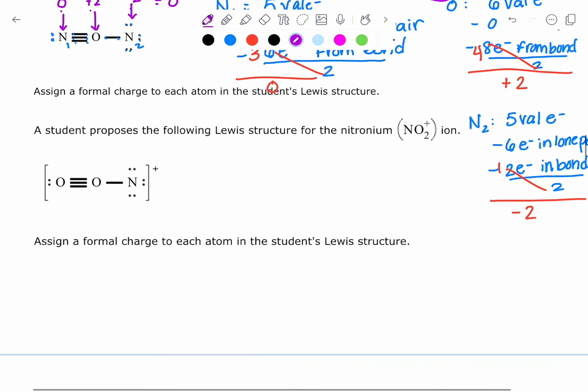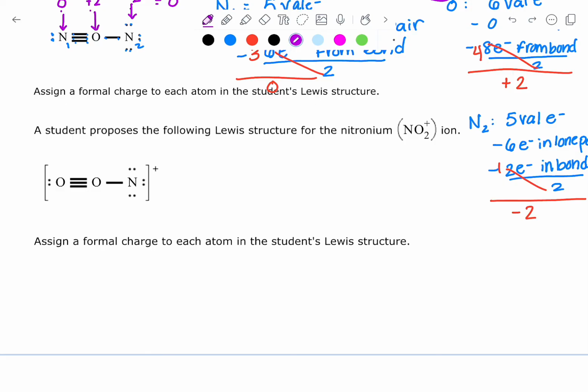Okay. Try this next one. This is the NO2 plus ion. So again, we have to account for our charge there when we're doing this formal charge calculation. It's very similar in structure to our previous atom. Okay, instead of N2O, we have NO2.